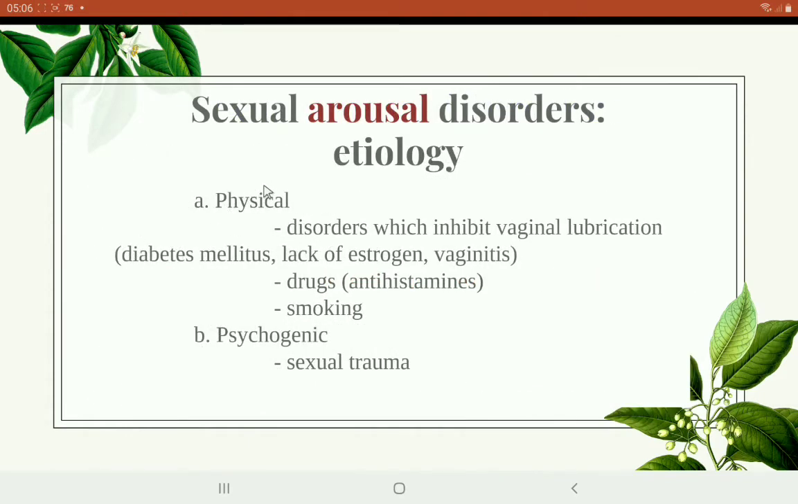Etiology is also divided into physical and psychogenic. The physical causes are disorders which inhibit vaginal lubrication, like diabetes mellitus, lack of estrogen, and vaginitis, and also drugs and smoking. The psychogenic etiology is sexual trauma.